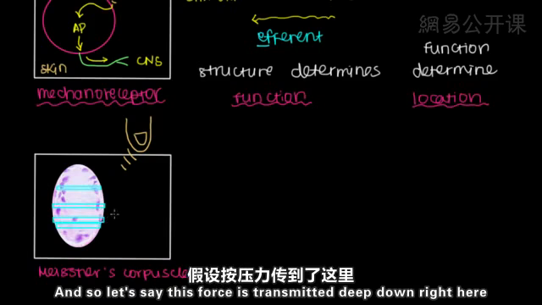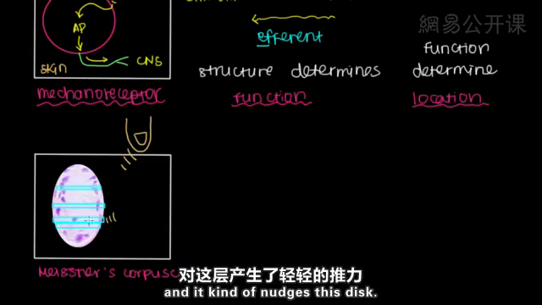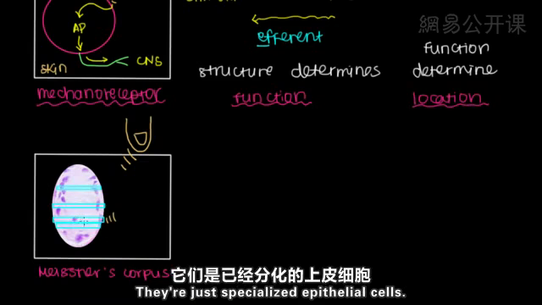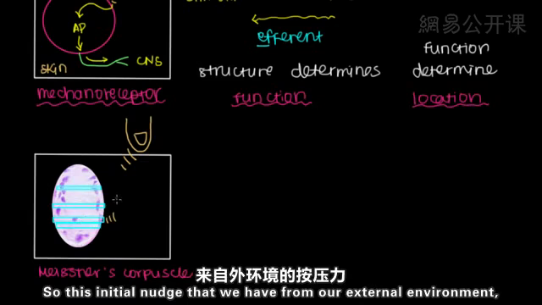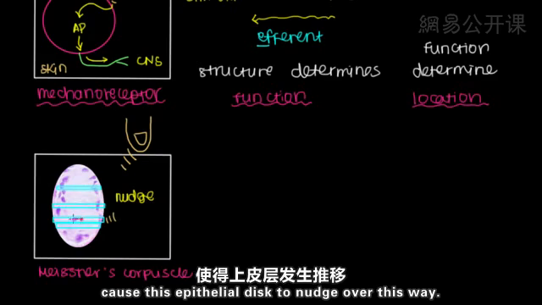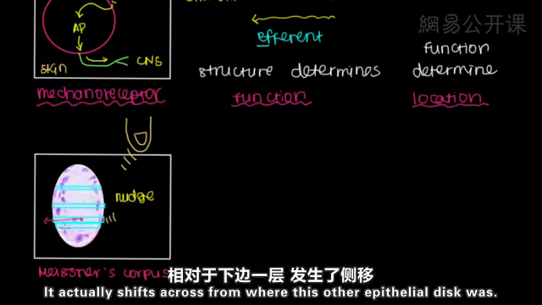And so let's say this force is transmitted deep down right here, and it kind of nudges this disc. It's also known as an epithelial or a laminar disc. They're just specialized epithelial cells. So this initial nudge from our external environment, our stimulus right here, will in turn cause this epithelial disc to nudge over this way. It actually shifts across from where this other epithelial disc was.